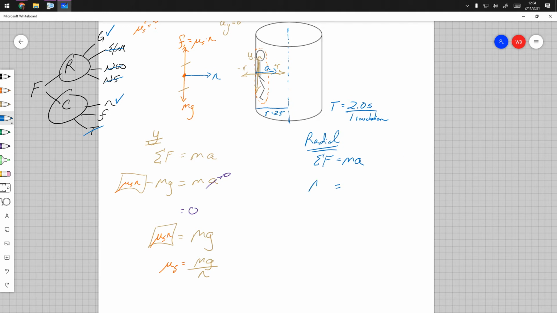And I go, what forces do I have? I have the normal force. Is it positive or negative? It's pointed radially inwards there, which we label as the positive dimension. And that's equal to m times a, and now all the same tricks that we've done before.